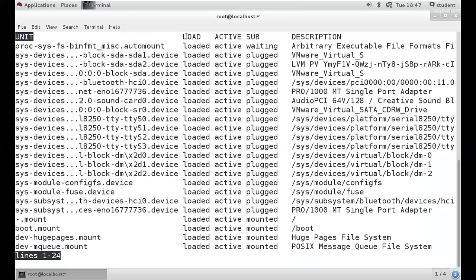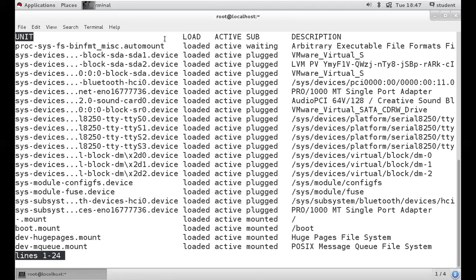The second field is loaded. Loaded means the unit configuration file has been loaded into memory. Our operating system is actually located on our hard disk, right? While you are starting the operating system, services, units, everything is going to start with systemd. So those unit configuration files, service configuration files, device configuration files, all of them are loaded into memory. That is called loaded. Got it, guys?